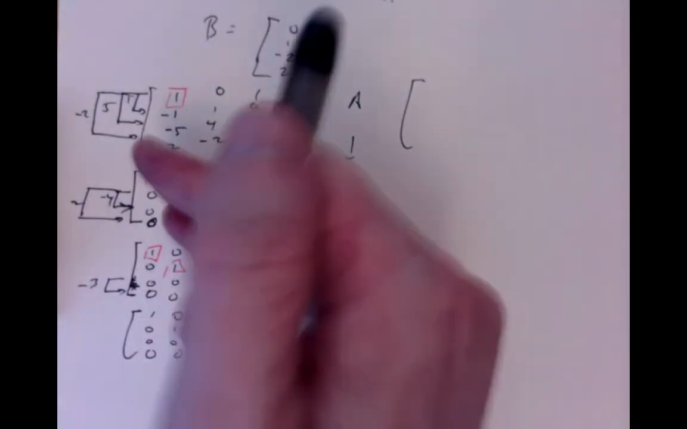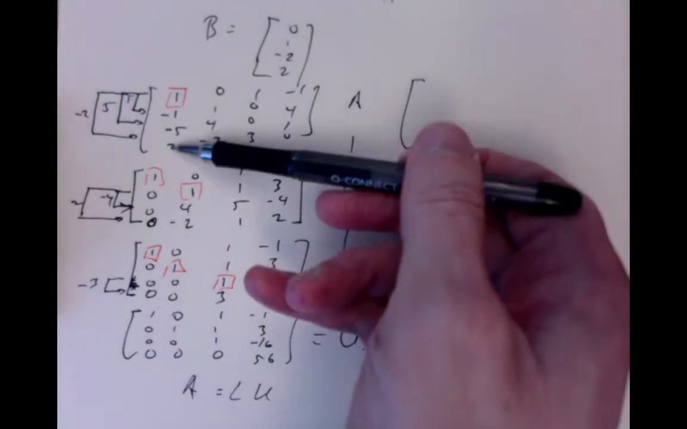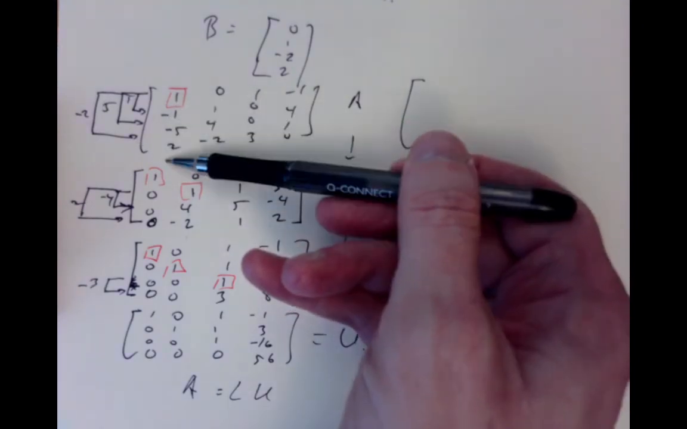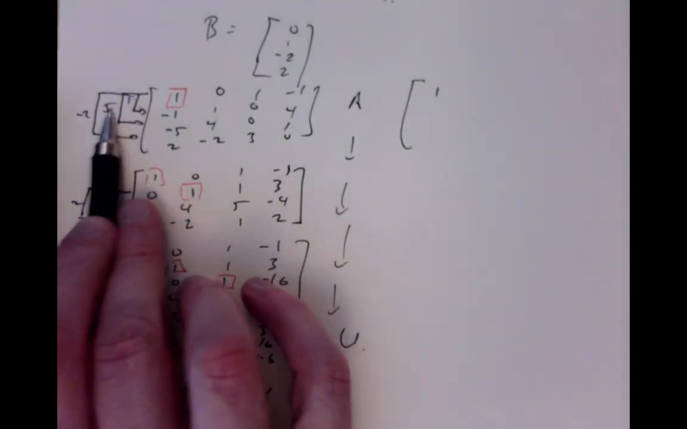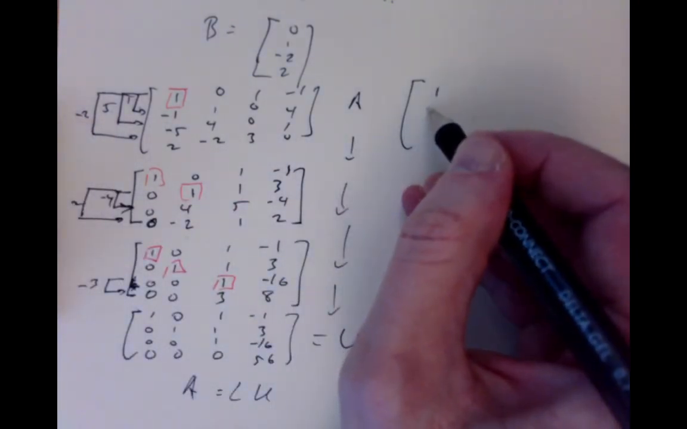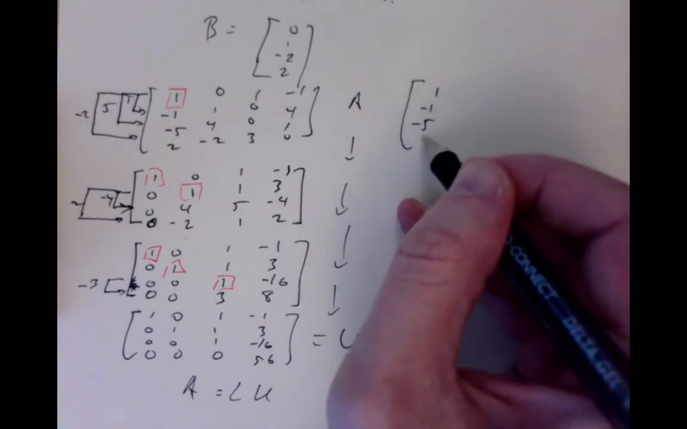Each operation is just pushing numbers down further. It's just adding multiples of rows to lower rows. So its inverse is given by adding those multiples of those rows to those lower rows. And so if we just add those multiples, we'll get the right result. Instead of being 1, 5, minus 2, I want it to be minus 1, minus 5, 2. So it's going to be a minus 1, minus 5, 2.